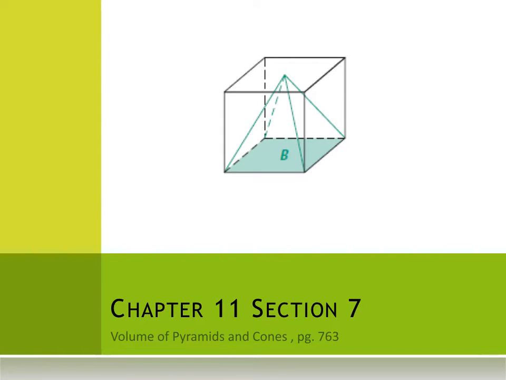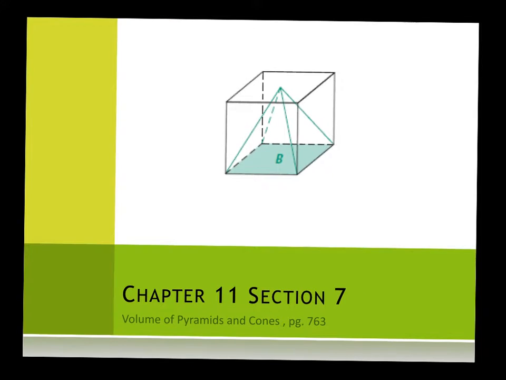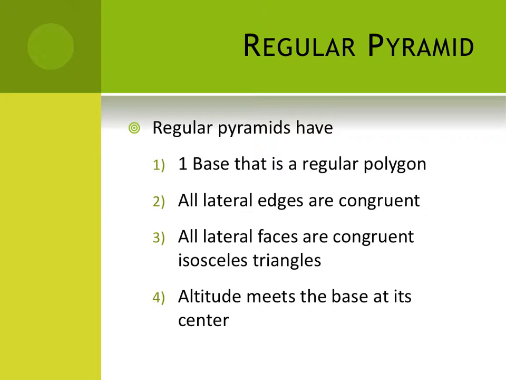So we did prisms and cylinders together because a cylinder is basically a prism with a circle as its base. And we're doing pyramids and cones together because a cone is pretty much a pyramid with a circle as its base. So they're related. Okay, we're going to learn two formulas today, which are the volume of a pyramid and the volume of a cone.